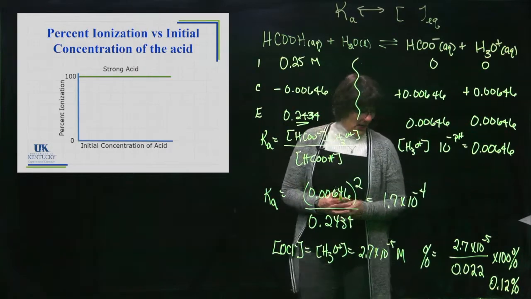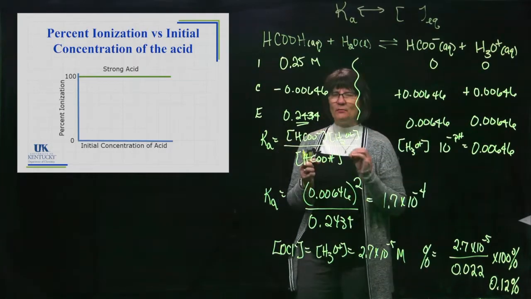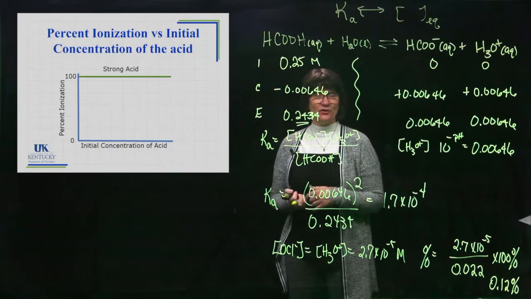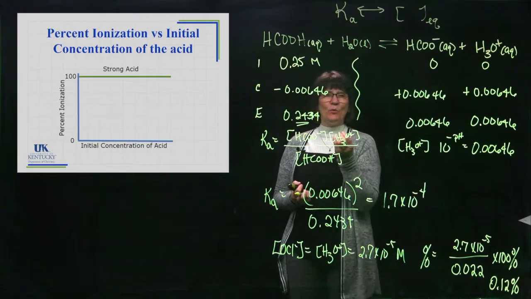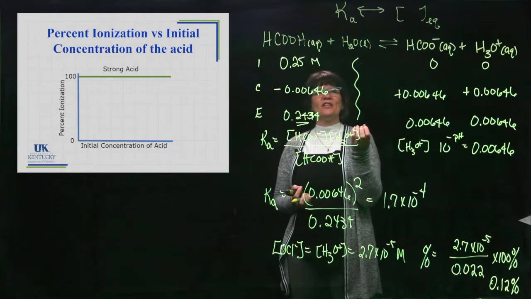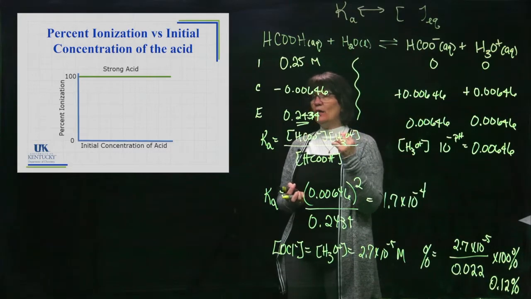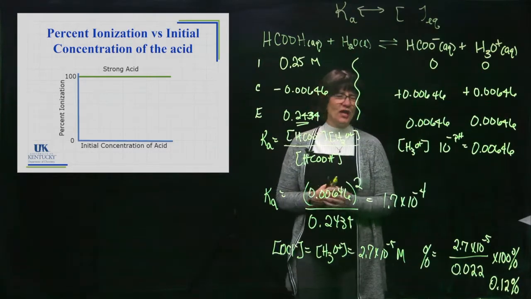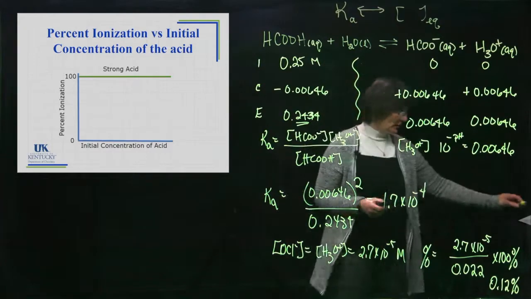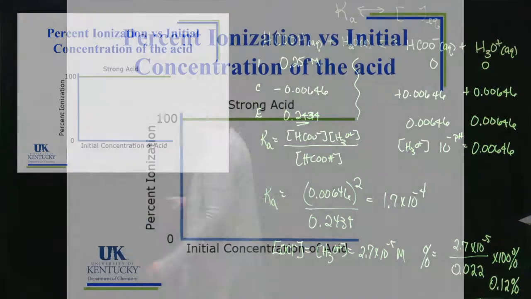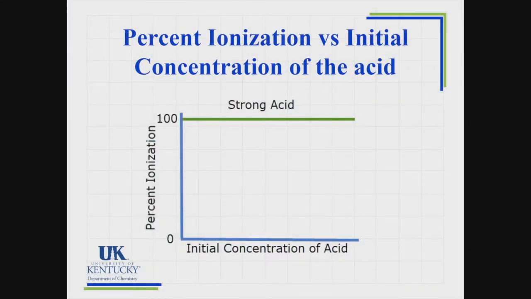Okay, now pH changes with concentration, okay? You take a weak acid, if you add more, the pH is a little lower, you add less, it's a little higher. Percent ionization also changes with concentration, so let me move to the screen here, and let me show you what would happen with a weak acid.